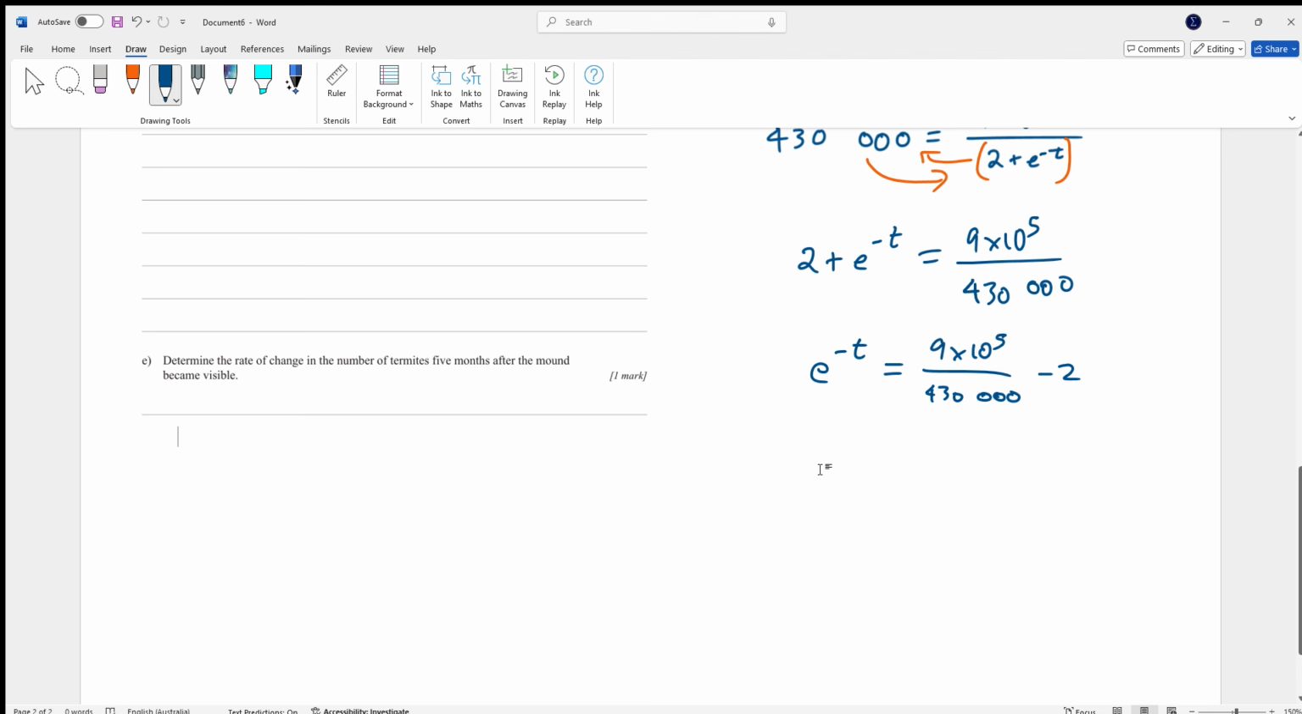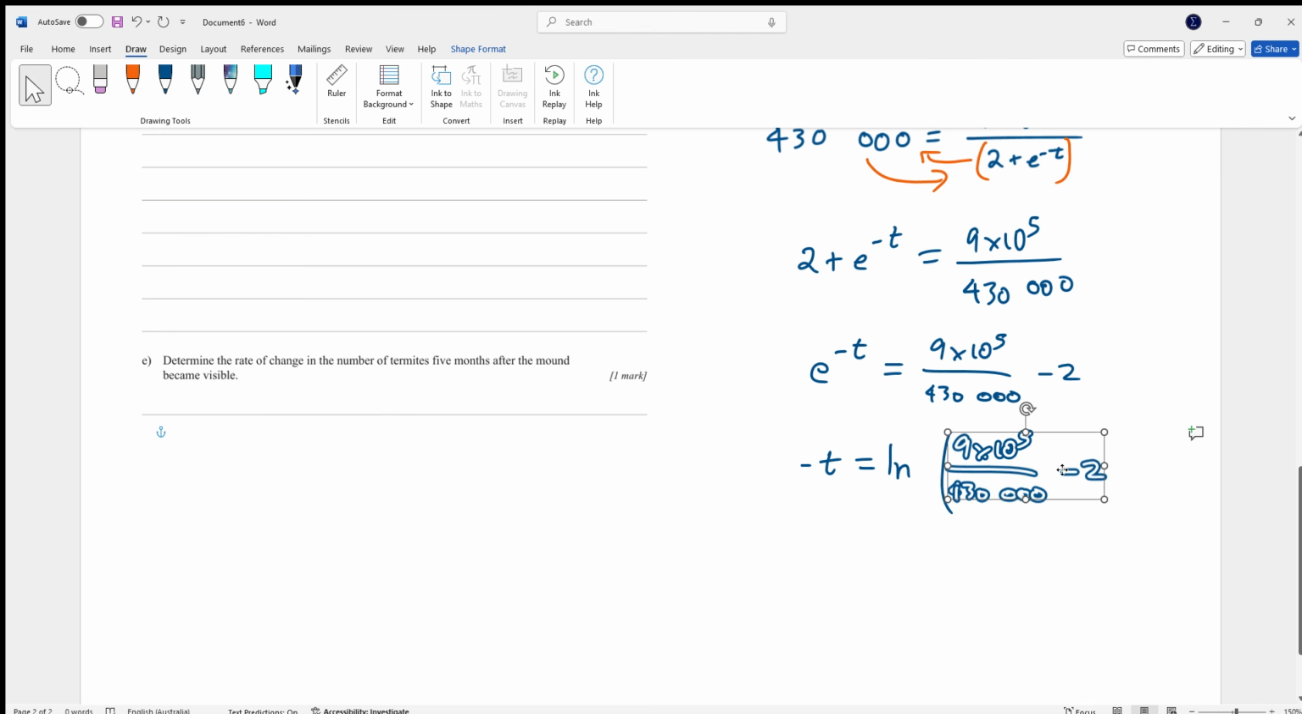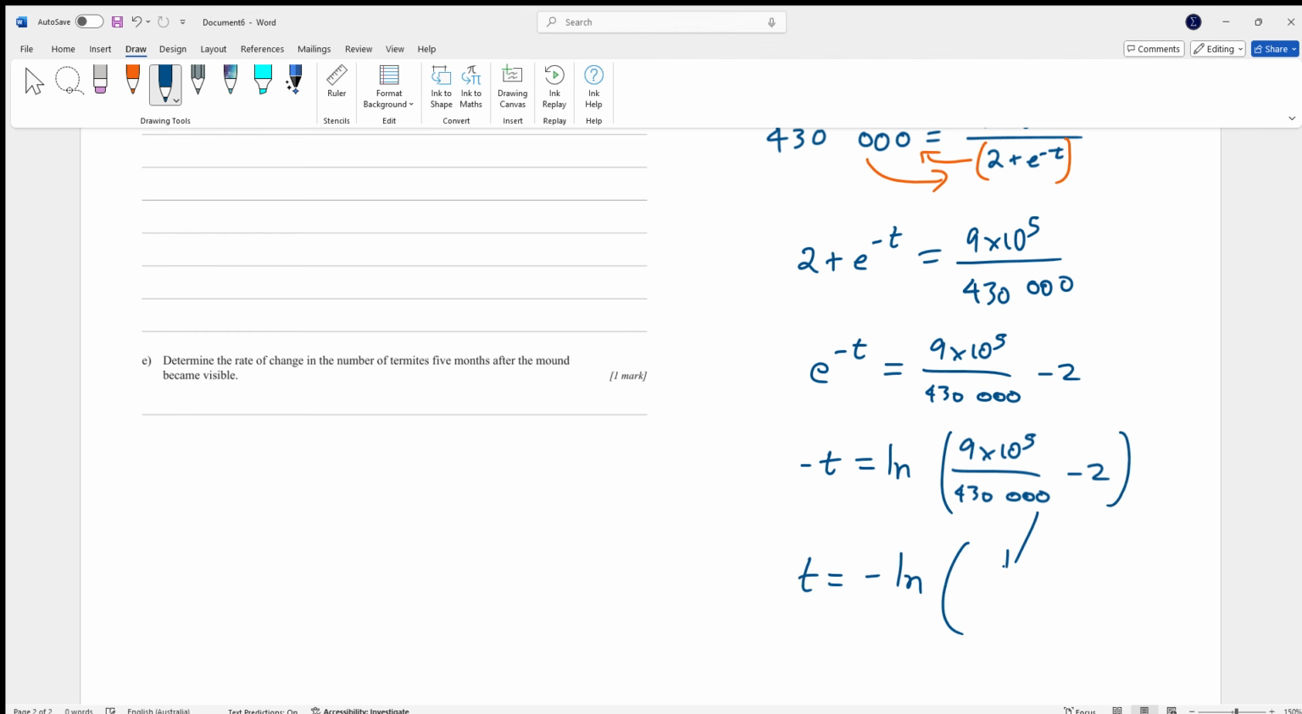Negative t equals ln of that thing right there. Again, the solve would be a lot quicker, but I control the video, so I can do what I want. You guys probably skip through the comments to the end bit. And then here we just divide by negative 1. So it'd be the exact same thing as that there. And then you have to put that into your calculator.